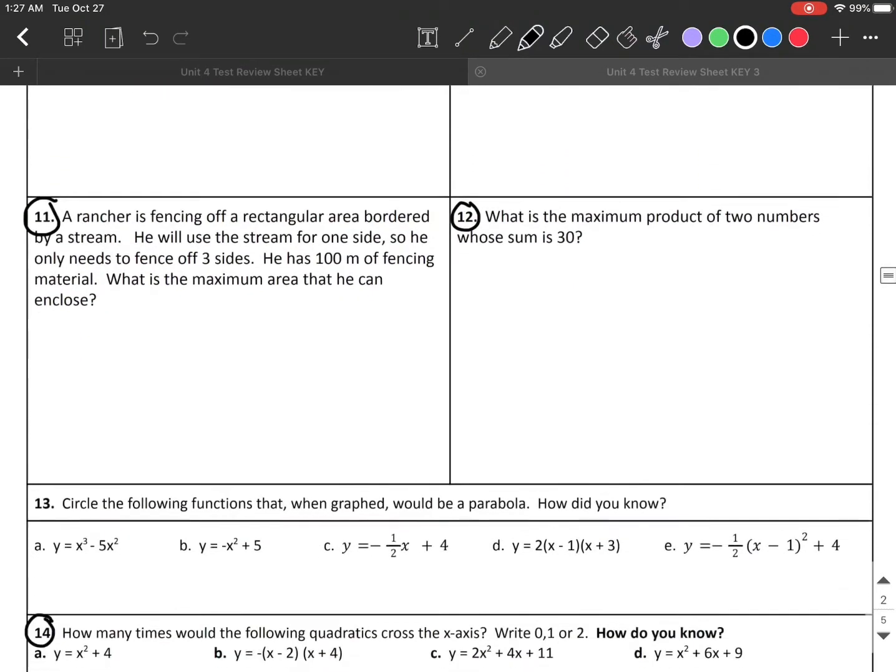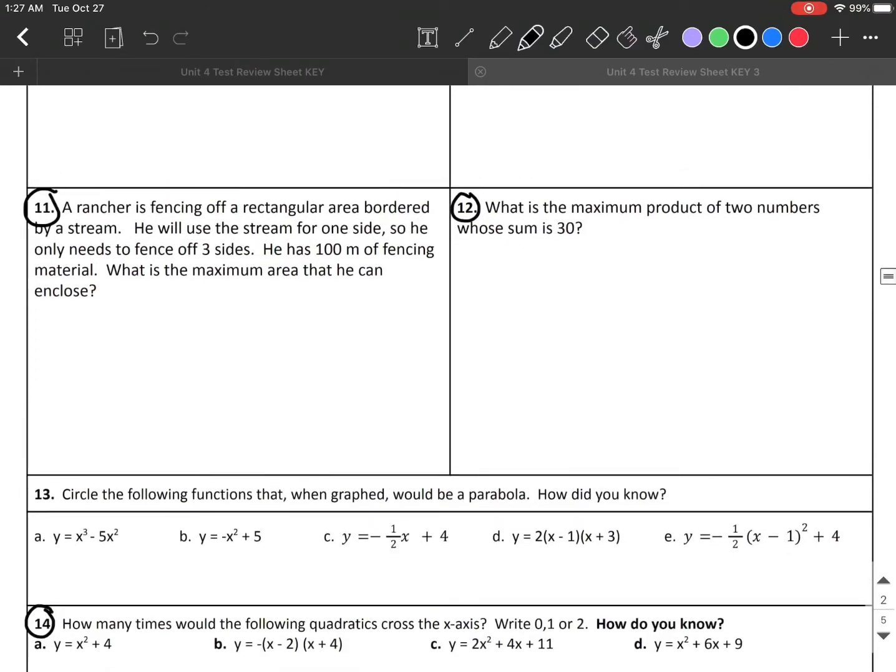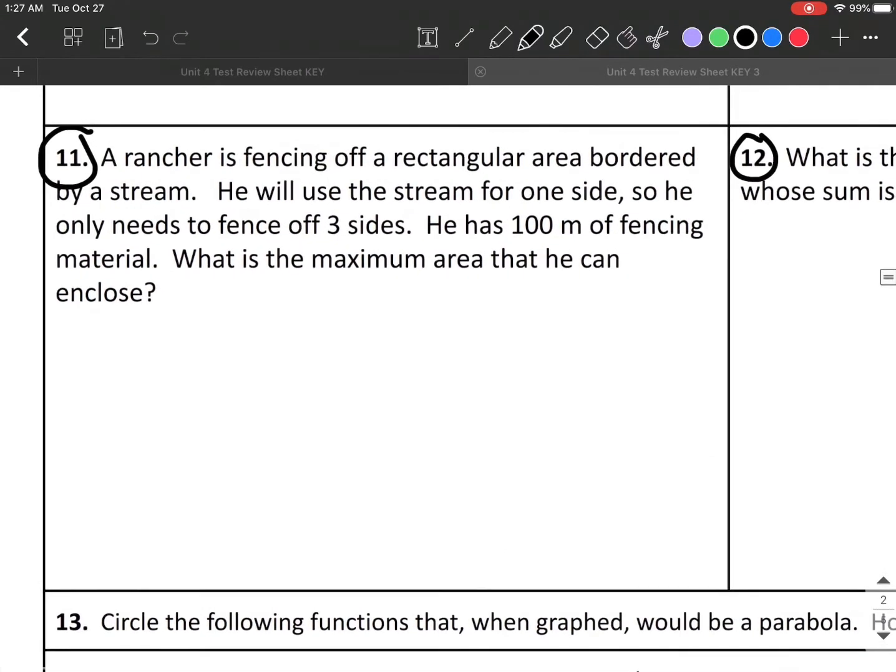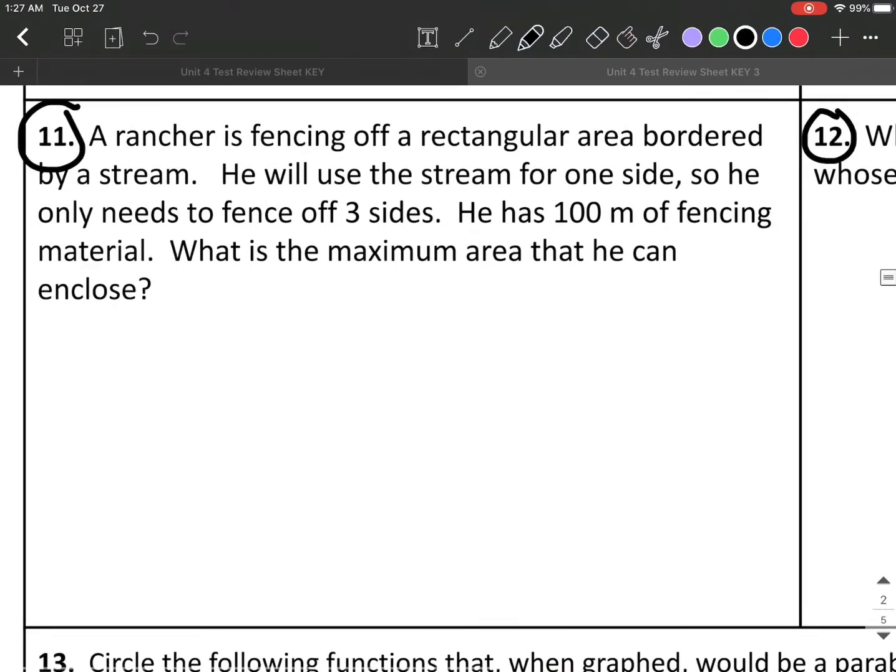All right, next question. Number 11, I have a rancher fencing off a rectangular area bordered by a stream. He will use the stream for one side, so he only needs to fence off 3 of the sides. He has 100 meters of fencing material. And I want to know what's the maximum area that he can enclose.